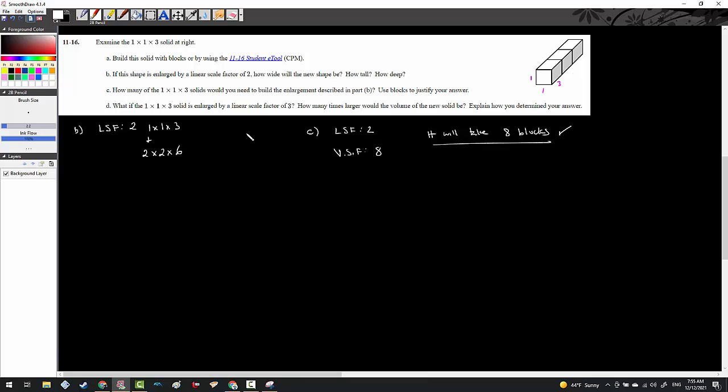So now, what if the 1 by 1 by 3 solid is enlarged by a scale factor of 3? How many times larger would it be? So if our linear scale factor is 3, which means a 1 by 1 by 3 would become 3 by 3 by 9, that means that our volume scale factor would be 27 times the volume of the other one, based on volume scale factor being the cubed version of linear scale factor.